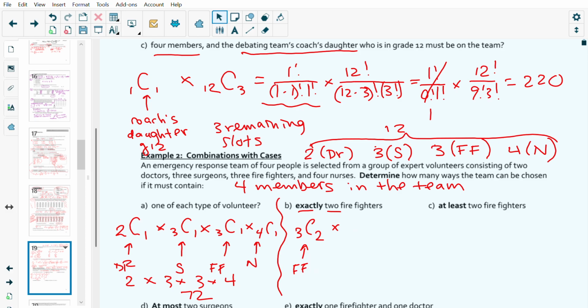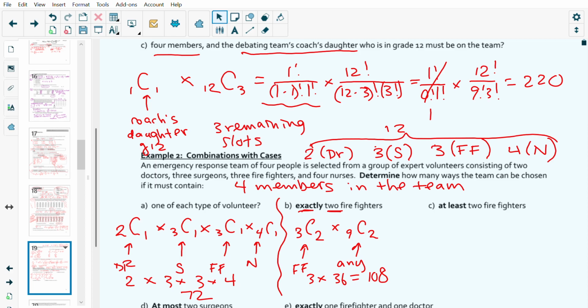So this is firefighter. For these remaining 2 positions, I only have 9 to select from, because the 3rd firefighter that's not selected in the first 2, I can't use again because I said exactly 2 firefighters. So it's only 9 left. 12 minus 2 is 10, but one of those is a firefighter, so I have to take that out. So a combination of 9 things taken 2 at a time. The remaining 2, I can choose any. So that's 3 times 36, and that equals 108.